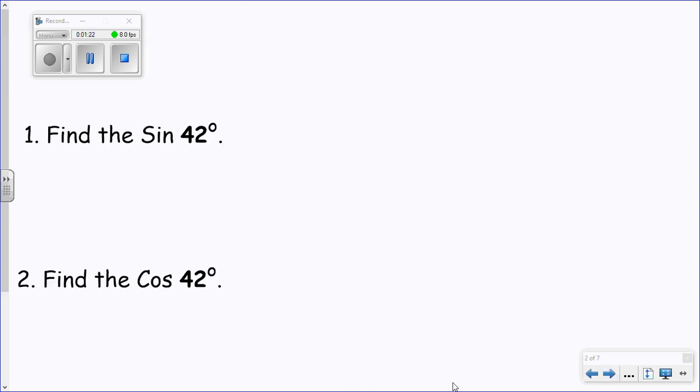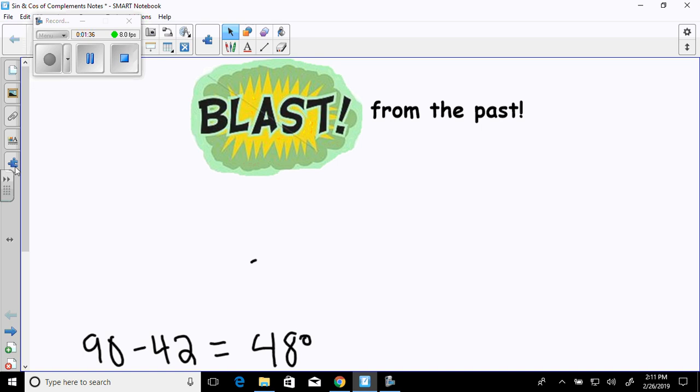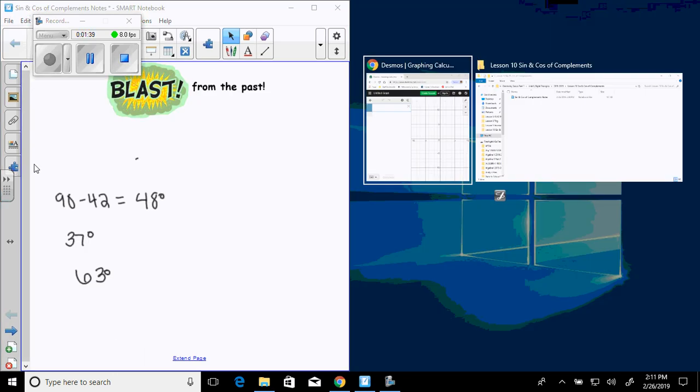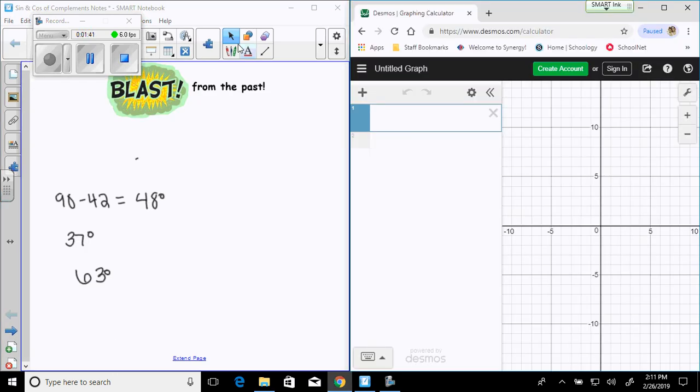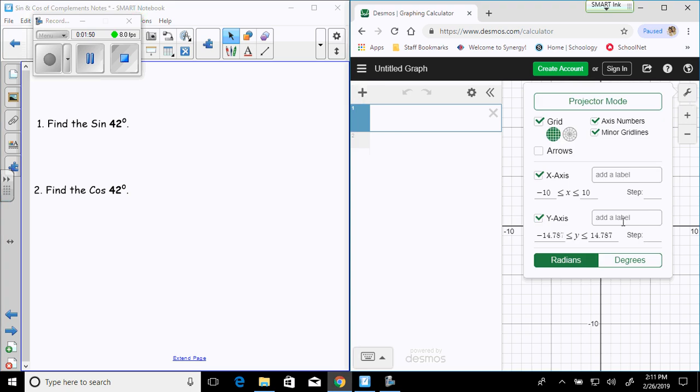So now let's practice a little bit more using the Desmos calculator to find the sine and cosine. Remember, you can do a split screen here with the Desmos calculator. But just remember, when you get your Desmos calculator up, in order to use it for trig functions, you need to change the mode to degree. So make sure you hit the little wrench and then you hit degree.